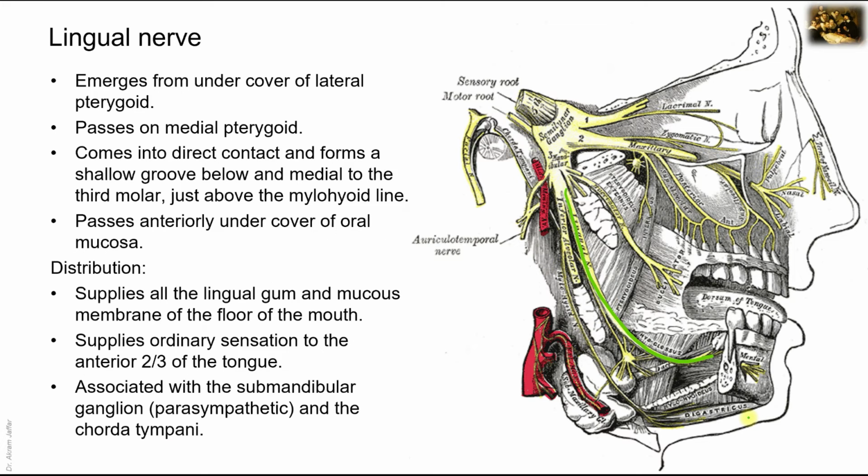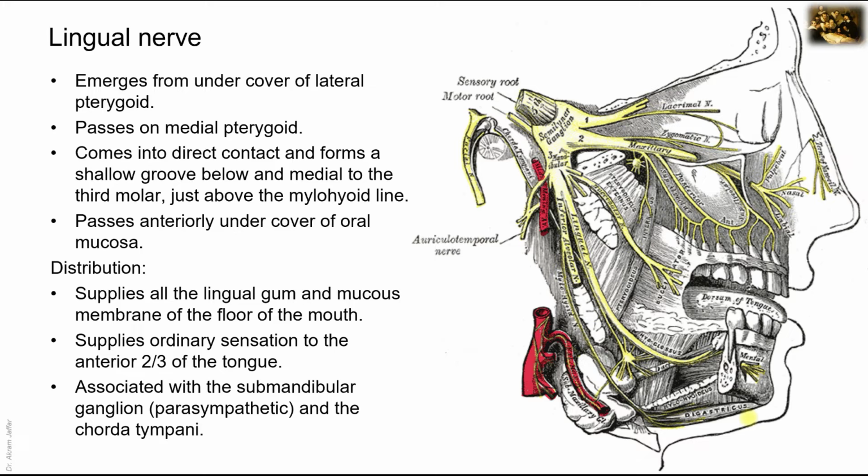And it comes into direct contact with the medial pterygoid. This is the medial pterygoid, so it passes superficial to the medial pterygoid. Then it also is related to a shallow groove which is located in the mandible just below the third mandibular molar tooth, and then it passes anteriorly under cover of the oral mucosa.